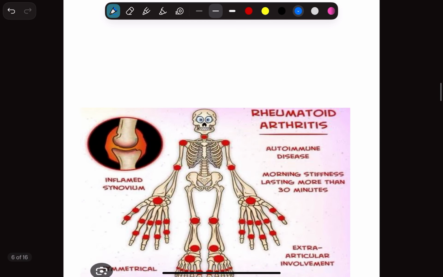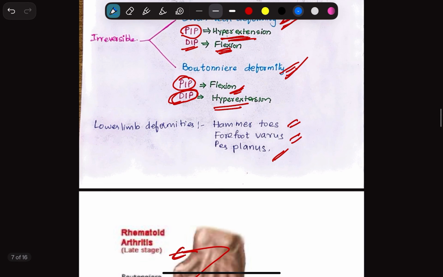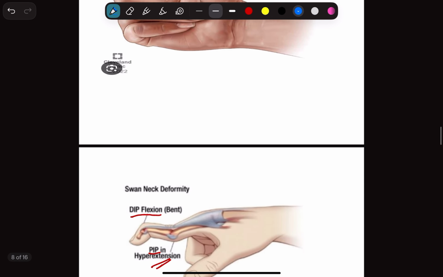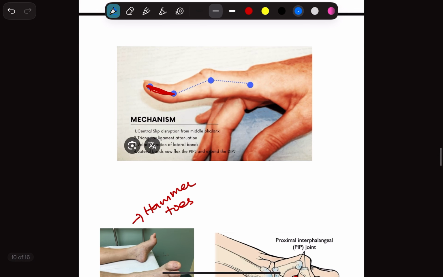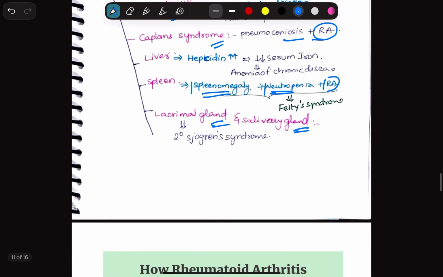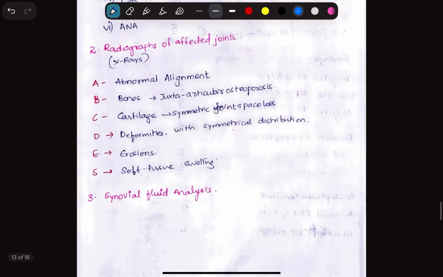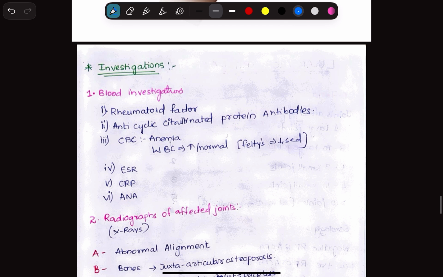So in investigations, we will do blood investigations, we will do X-ray, and we'll also do synovial fluid analysis. In blood investigations, we investigate for rheumatoid factor, and we'll check for anti-CCP antibodies. They are anti-cyclic citrullinated protein antibodies. We go for CBC.